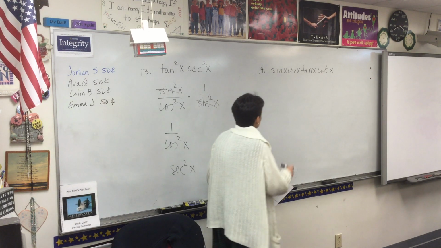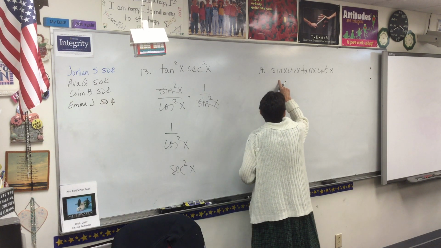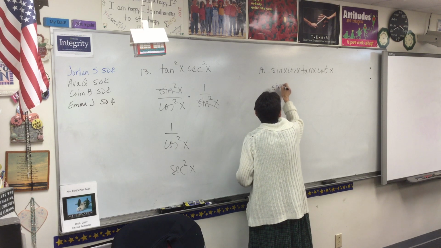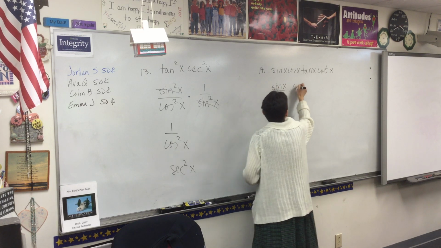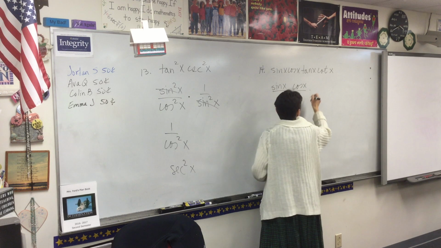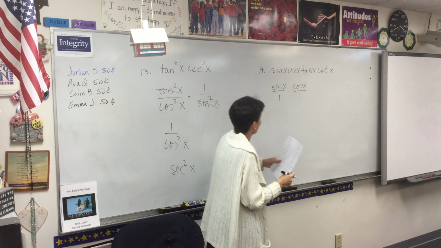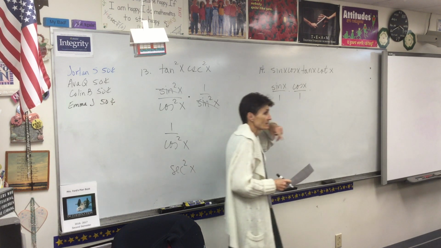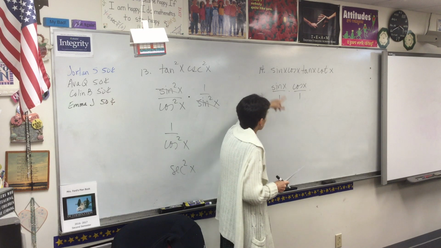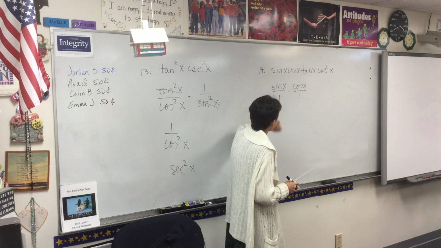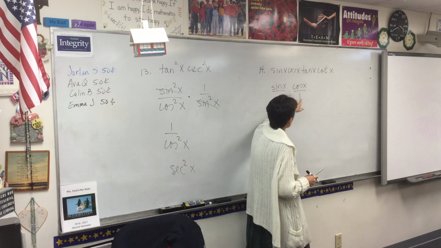Okay, what about this one? What did we say we were going to do with sines and cosines? Just leave them, right? Because the idea is we're going to hopefully be able to cancel them out when we rewrite these other things. So I'm just going to make that sine over 1 and cosine over 1.